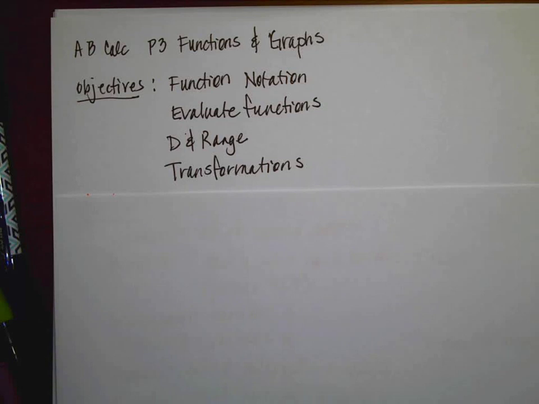Math Humans. We're going to do P3 today. We're going to be talking about functions and their graphs. Our specific objectives are that we're going to look at function notation, evaluate functions, talk about domain and range, and then talk about transformations.